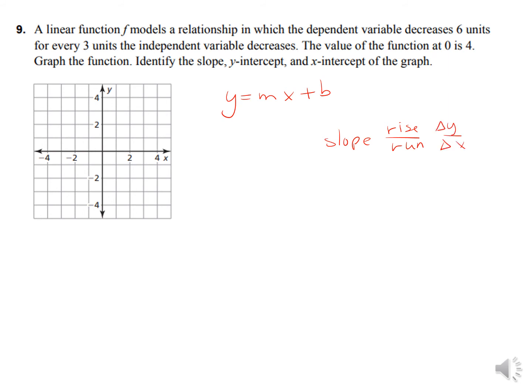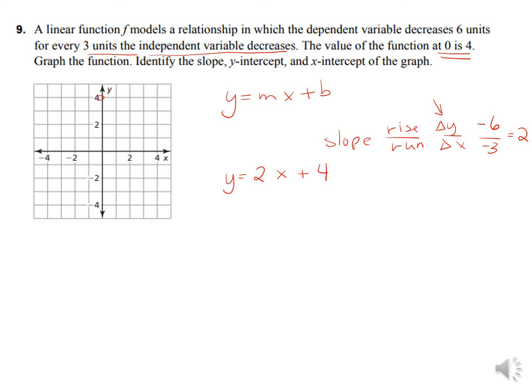And now it's telling you what's happening. So the dependent variable, which is your y, is decreasing 6 units for every 3 units, and read it all, that the independent variable decreases. So all of a sudden they're saying they're both decreasing, and therefore my slope is 2. Okay, so now I'm going to go y equals 2x, and then the next sentence says the value of the function at 0 is 4. They're giving you the y-intercept. So I can say plus 4. Okay, so that is my equation.